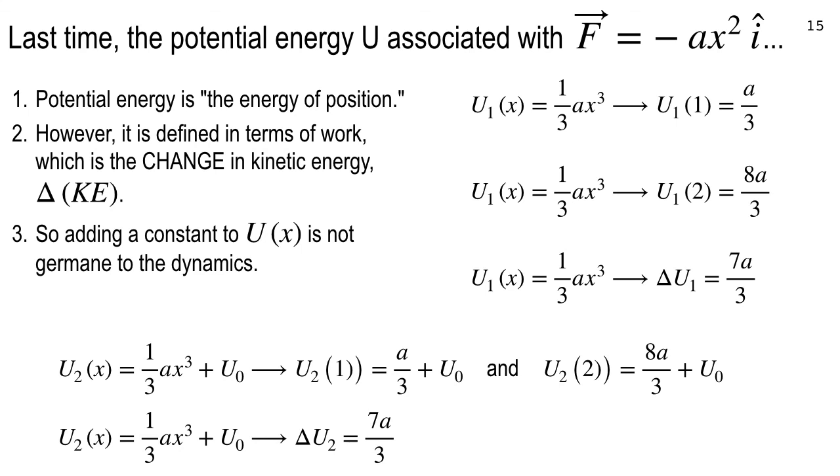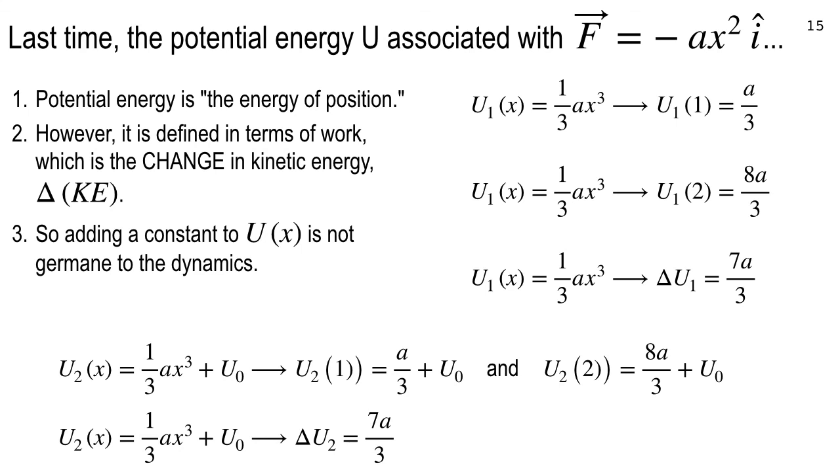Now, if you go down here to U2 of x, the same function except add a constant to it, you get U2 of 1 equal to a over 3 plus whatever U naught was. And U2 of 2 meters out is 8a over 3 plus whatever U naught is. So basically these are your results from U1 with U naught added to both.